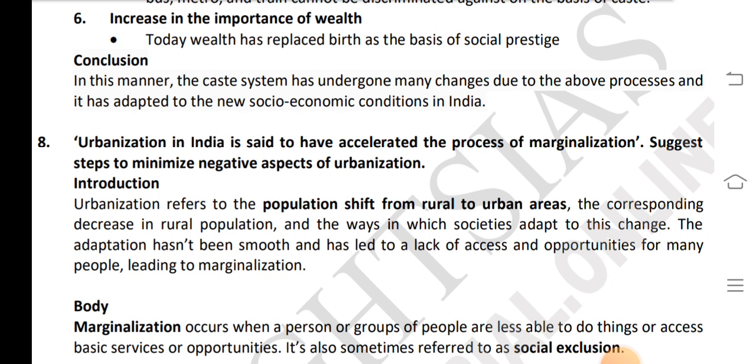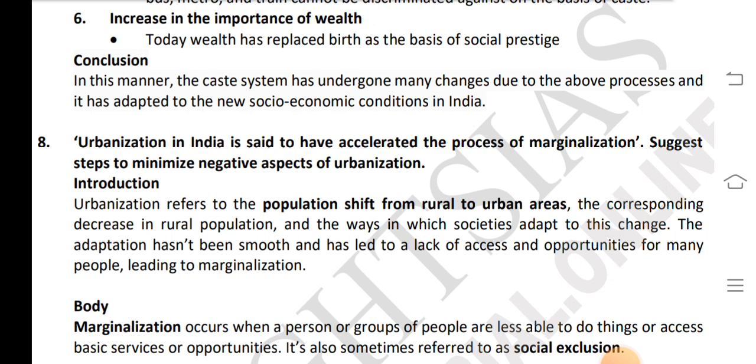Means of transport and communication. They are instruments in bringing social mobility to people. People travelling by bus, metro and train cannot be discriminated against on the basis of caste. Increase in the importance of wealth. Today, wealth has replaced birth as the basis of social practices.